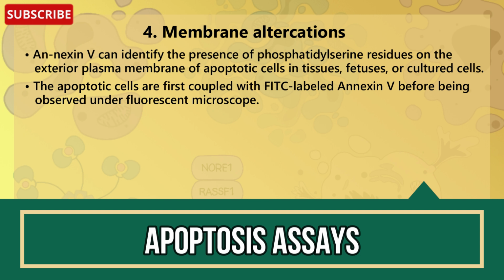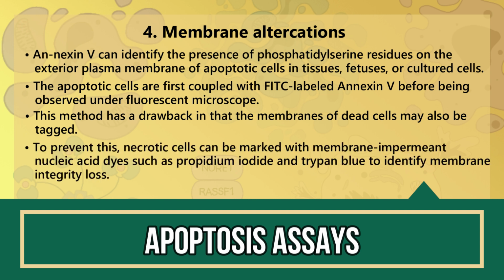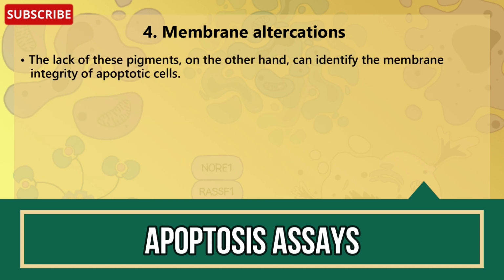The apoptotic cells are first coupled with FITC-labeled Annexin V before being observed under a fluorescent microscope. This method has a drawback in that the membranes of dead cells may also be tagged. To prevent this, necrotic cells can be marked with membrane-impermeant nucleic acid dyes such as propidium iodide and trypan blue to identify membrane integrity loss. The lack of these pigments, on the other hand, can identify the membrane integrity of apoptotic cells.